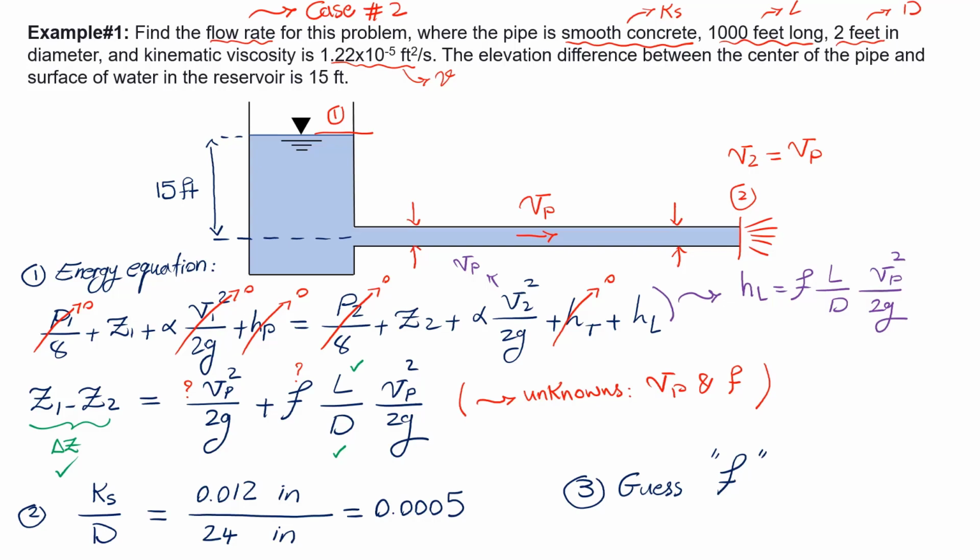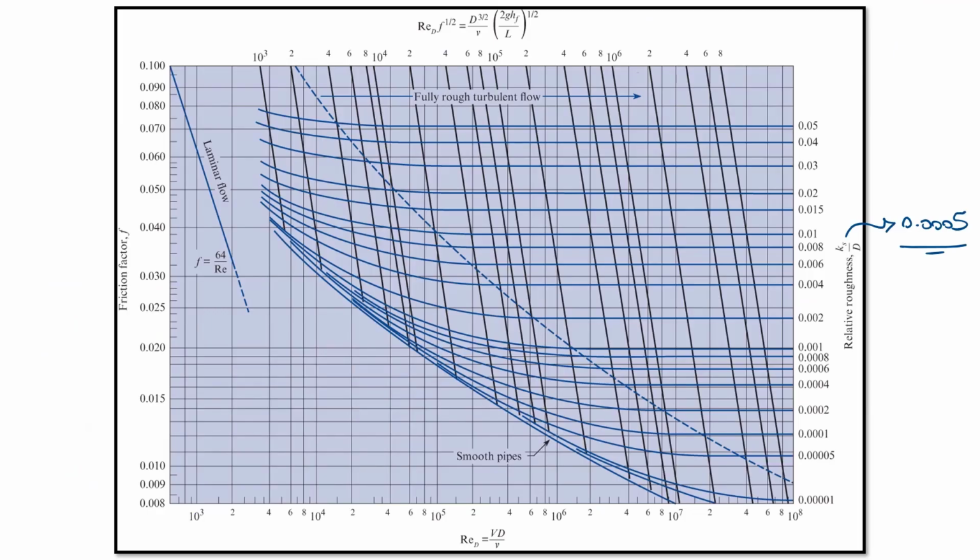Now, your question is, how do we know that we have a good guess? And the answer to that is pretty easy. So first of all, you need to find k sub s over d for your problem. I calculated in previous slide, it is 0.0005. Find this number on the right hand side y-axis. So just to show you where it is, this is 0.0004 and this is 0.006. So the line that we are looking for is in between these two lines.